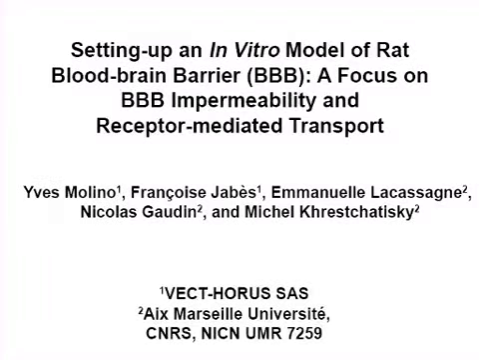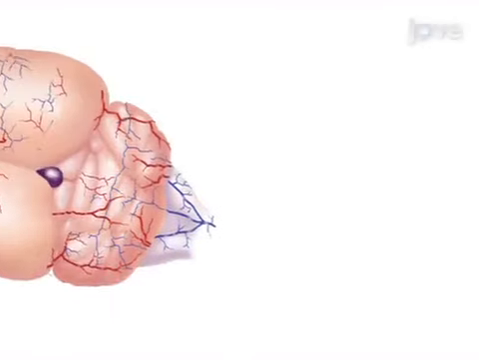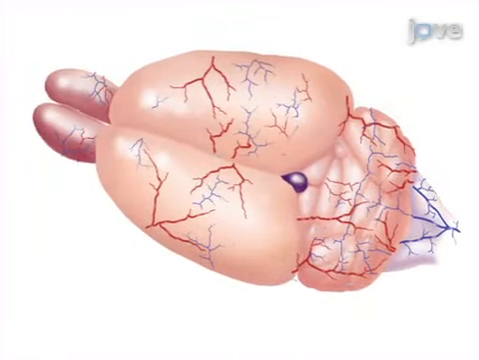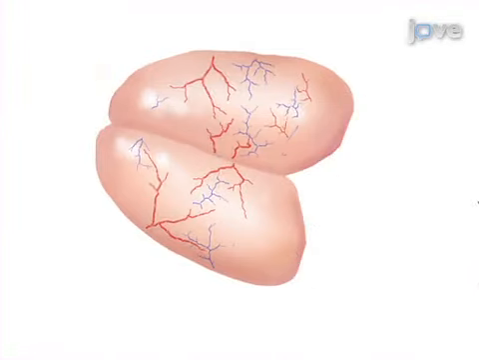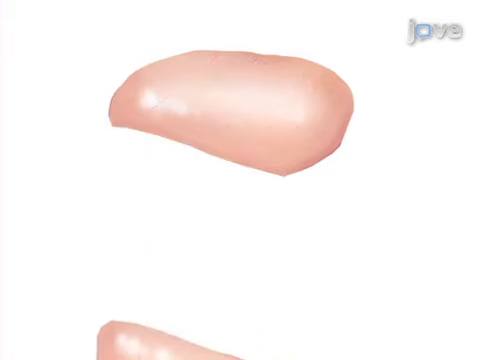The overall goal of this procedure is to set up a highly reproducible in vitro model of rat blood-brain barrier. This is accomplished by removing the optic nerves, the cerebellum, and the meninges under a stereo microscope, then separating the two cerebral hemispheres and dissecting them to obtain a clean piece of cortex.